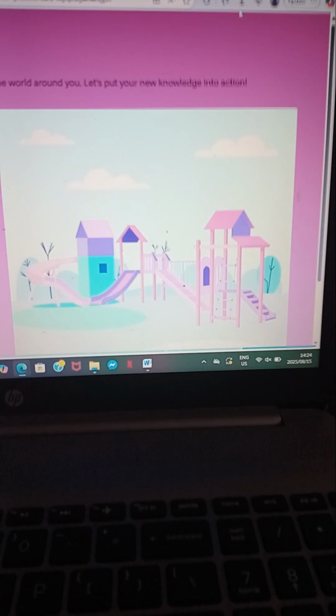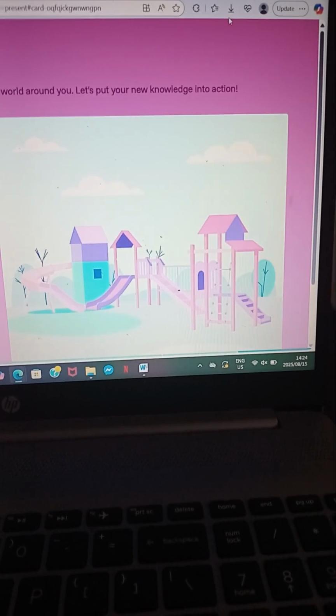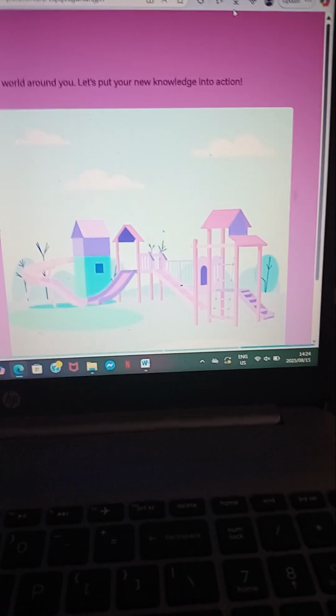But I want you to remember that geometry is all around us. So keep looking and discovering its incredible patterns.